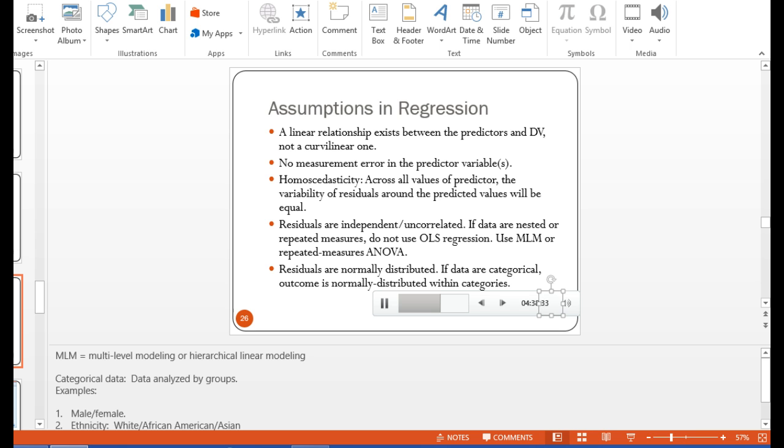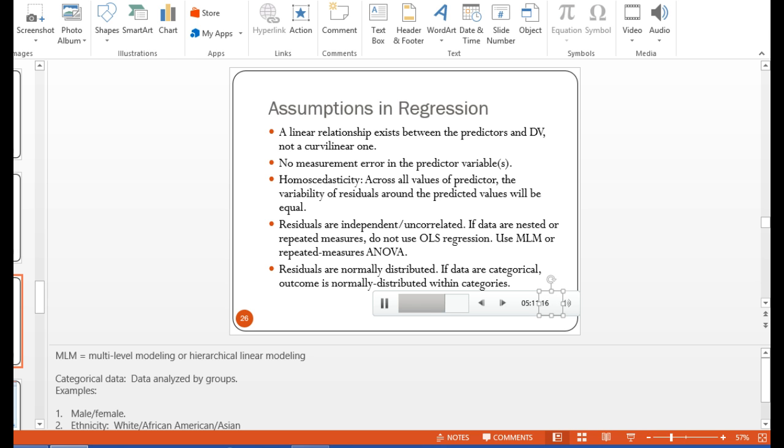The second one I've already discussed, this idea of no measurement error in our predictor variables. The third one is homoscedasticity, and we'll talk more about this in a few minutes, but overall, conceptually, this just means that across all values of our predictor, the variability of residuals around those predicted values will be equal. Okay, so the dispersion of residuals around the line will be equal at all levels of the predictor. Residuals will be independent and uncorrelated.